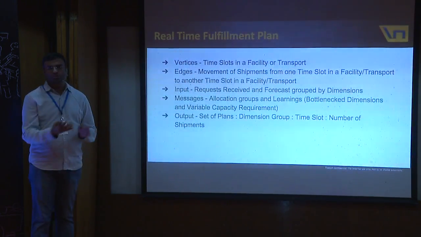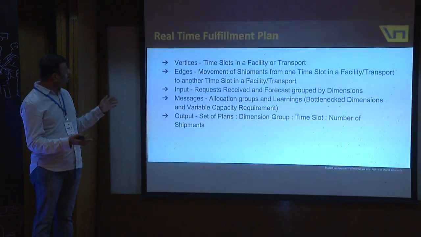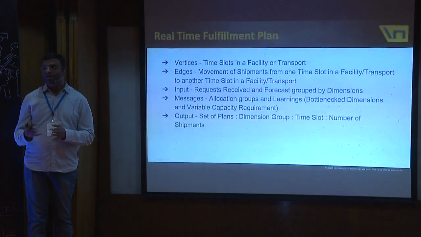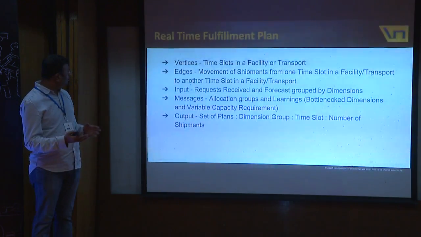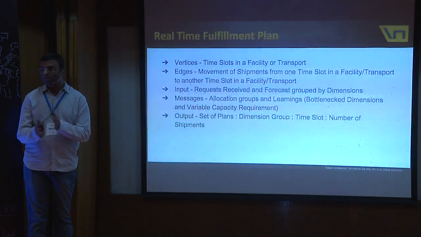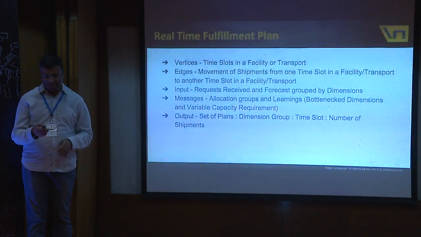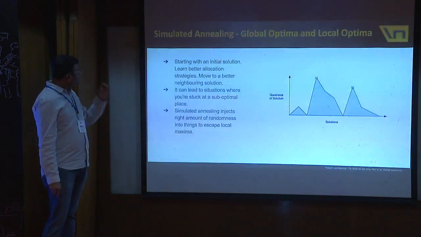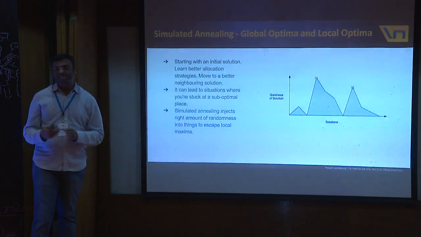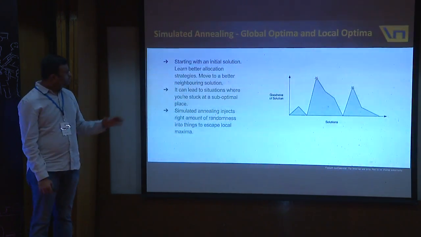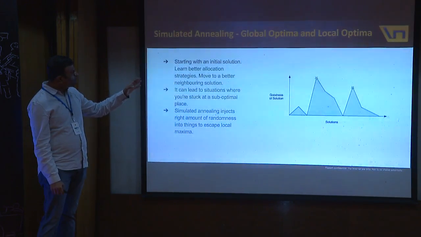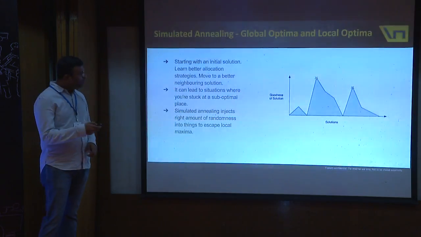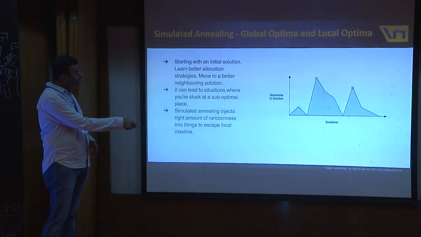Mapping this to our algorithm, again the vertices are nothing but time slots in a facility or transport. The edges are movement of shipments across these time slots. Messages are the allocation groups or the learnings that we have in every cycle. And output is a set of plans. So do you always get an optimal plan? No. In this example, the y-axis represents the goodness of the solution and the x-axis represents the solution set. Let's say we started off with some solution here.